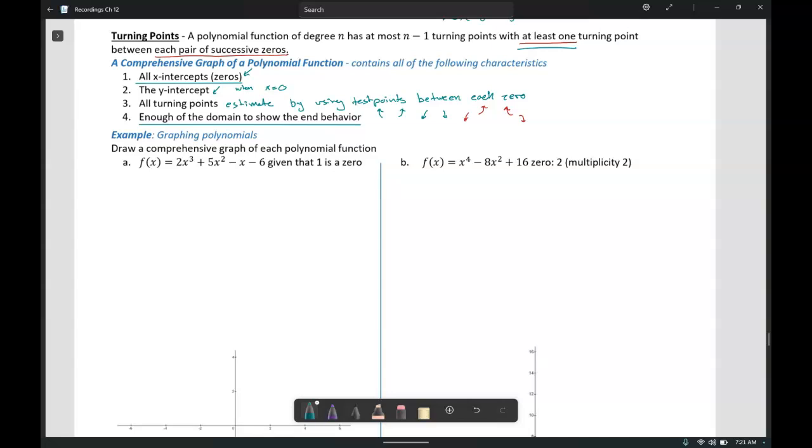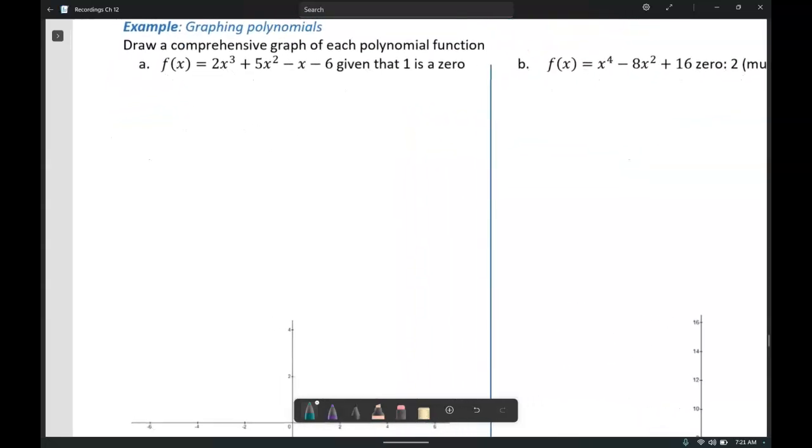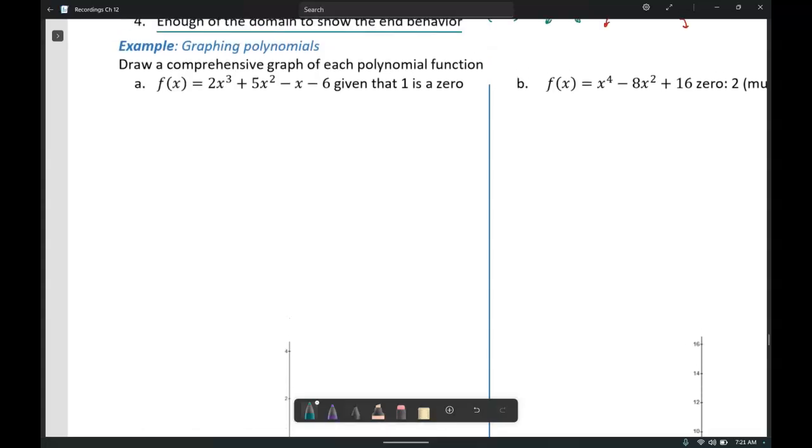And then we want to have enough of the domain to show end behavior. So we're going to be probably looking at a test point past the most extreme intercepts so that we can determine our end behavior is correct. So we're going to draw a comprehensive graph of each of these polynomial functions. And so we first want to start with our x-intercepts.